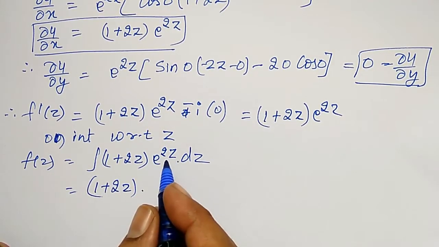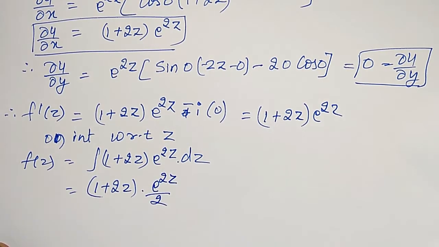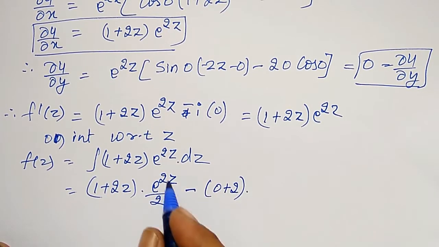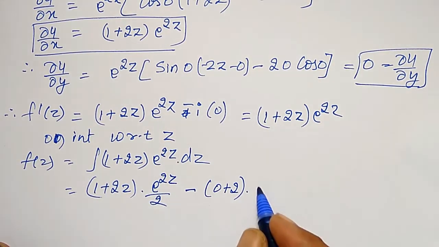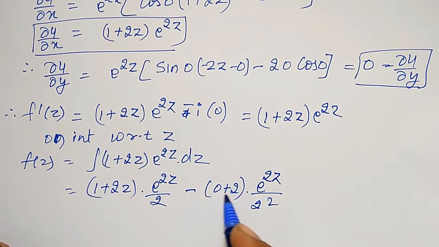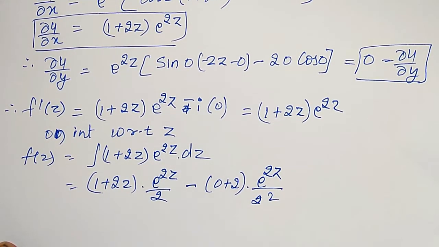Integration of e to the power 2z is e to the power 2z divided by 2, minus the differentiation of 1 plus 2z, which is 0 plus 2, into the integration of e to the power 2z divided by 2 again, e to the power 2z divided by 2 squared. If you go for the other term, the derivative automatically becomes 0. Therefore, stop here. Then I have to simplify this one.